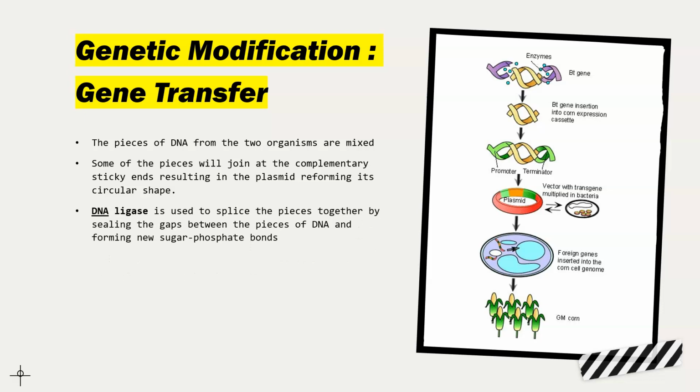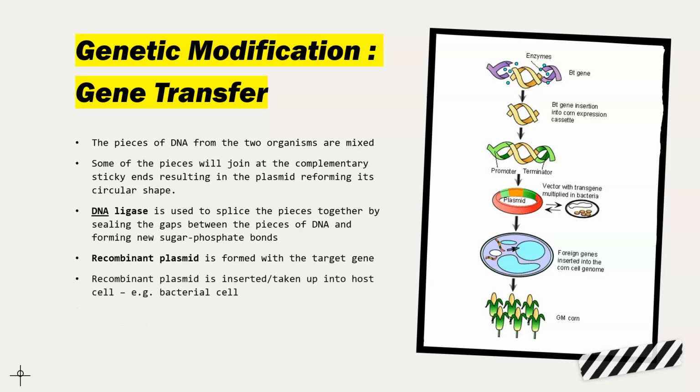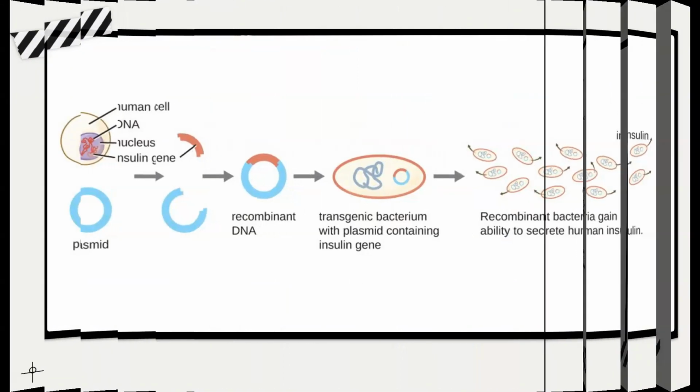Now, DNA ligase is used to splice the pieces back together. So it seals the new gene into the plasmid, okay, reforming those sugar phosphate bonds. Now, we call this our recombinant plasmid. Okay, so this has been formed and contains that target gene. The recombinant plasmid is then inserted or taken up by the host cell, just like a bacterial cell would take it up. Host cells then undergo transcription and translation to produce the protein coded for by that inserted gene.